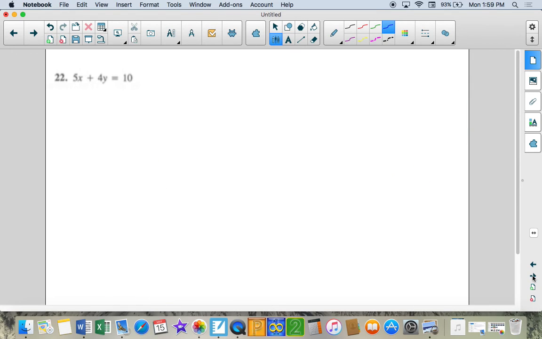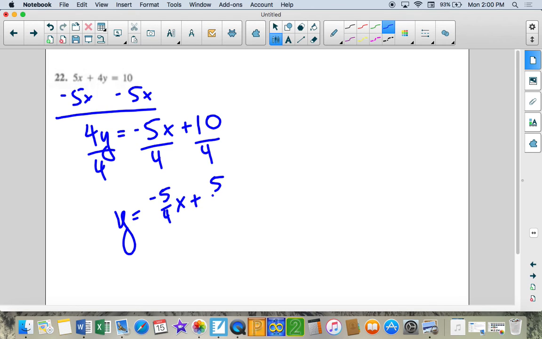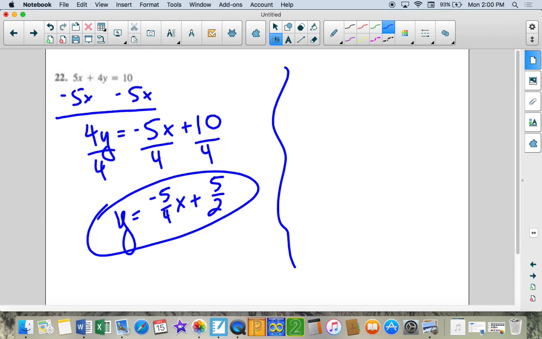And the last one, we're going to get rid of 5x. We're going to move it, shall we say. I get 4y equals negative 5x plus 10. I'm going to divide each of the pieces by 4. That leaves me with y equals negative 5/4 x plus 5 over 2. I like that answer a whole lot better than what the book is showing you. The reason why I like that, also you have to remember to reduce that fraction. Always reduce your fractions.